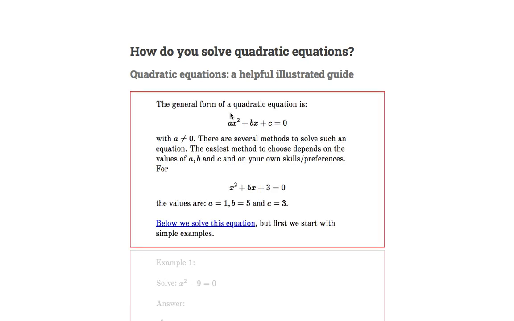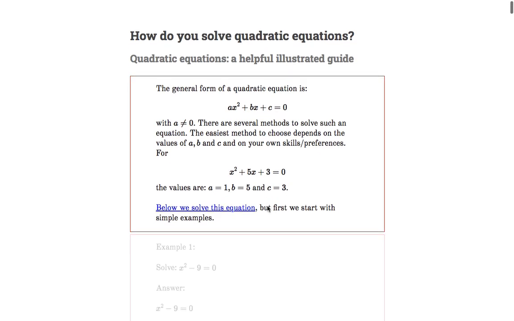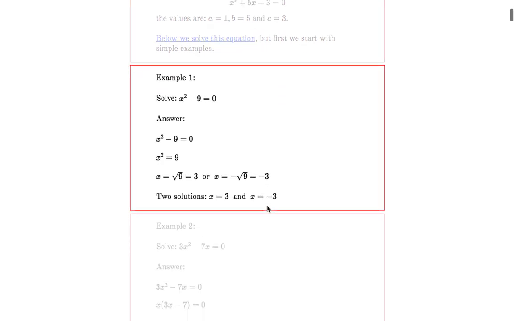So a general form of a quadratic equation is a times x squared plus bx plus c is 0. So if we fill in a is 1, b is 5 and c is 3, we get x squared plus 5x plus 3 is 0. We will later solve this equation, and it's handy to have defined this a, b and c so that we know what I'm talking about. But first we're going to look at some simple examples.